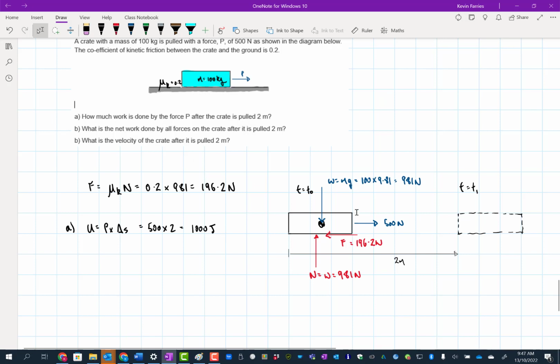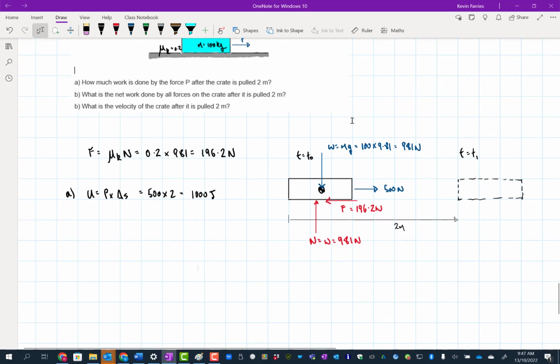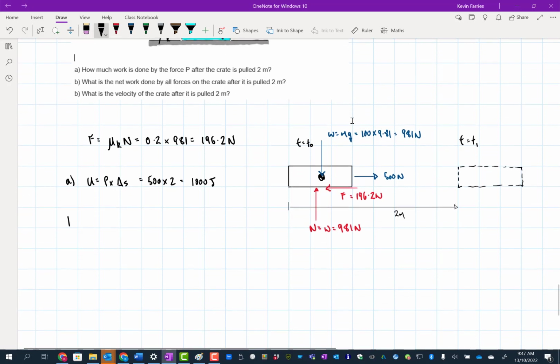But what we have to start being careful about is when you have more than one force acting, you need to think about what the net work done by all forces on the crate is after it's pulled 2 meters. When we're figuring out the net work, there's a couple of things we'll pick out from this, and we'll talk about these a little bit more soon.